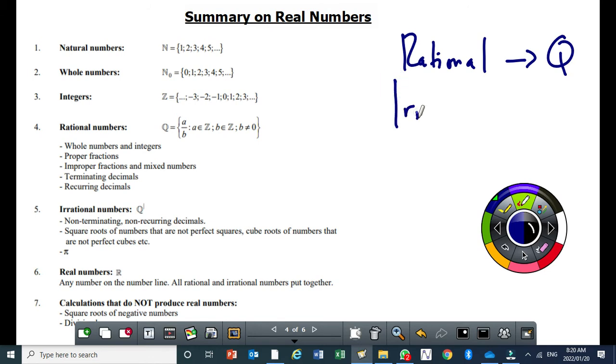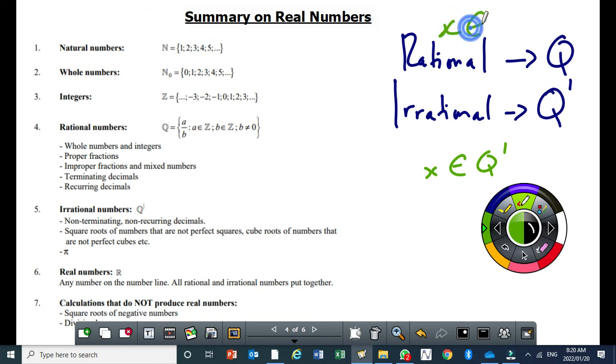Then your irrational numbers are denoted by a capital letter Q with a prime. Okay? So Q prime stands for irrational numbers. So if I write, say, x is an element of Q prime, it means x is an irrational number. If I write x is an element of Q, it means x is a rational number.